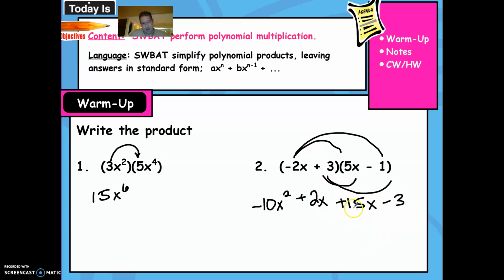Now, this can be simplified because the two terms on the inside are the same. You can only add or subtract things that are the exact same variable and the exact same exponent. 15 plus 2 more x's makes 17x's. I combine these two, bring down the last term, bring down the first term, and since this is a positive, I put a plus right there. So there's your answer, simplified as much as possible.